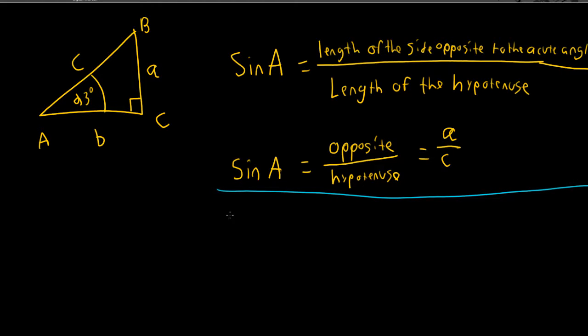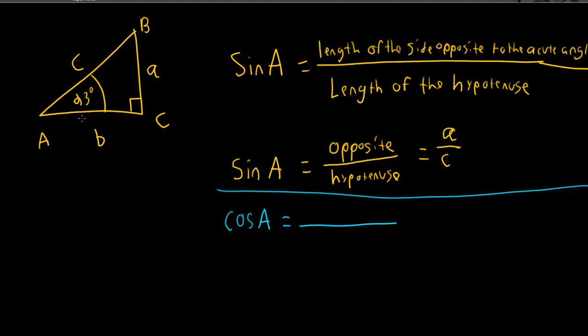is going to be what we call cosine. So cosine. Again, this is cosine of A. Now I'm going to skip the very long definition like we did in sine and just go straight to it. The ratio of the cosine of A is going to be the side adjacent to the angle A.